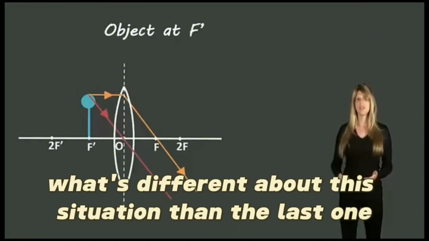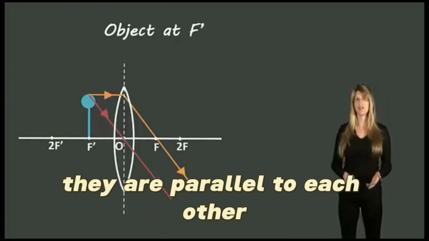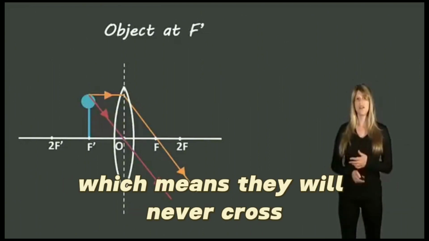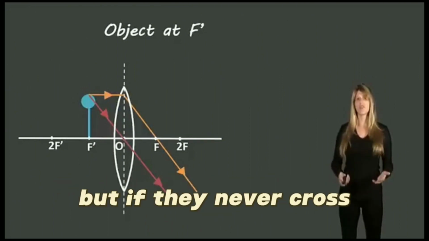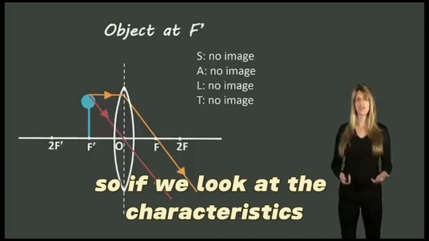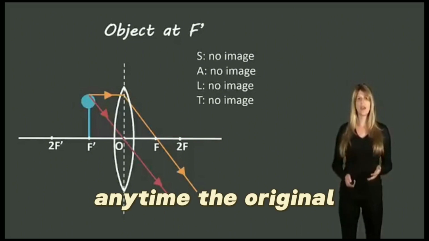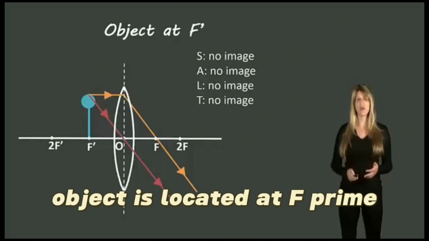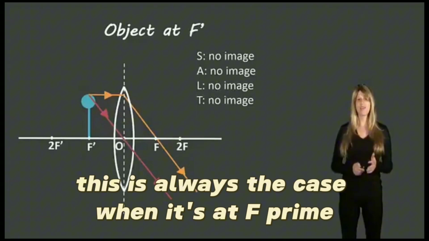What's different about this situation than the last one is that if we look at our refracted rays, they are parallel to each other, which means they will never cross. Now, we know where the top of the balloon will be based on where they cross, but if they never cross, that means there will never be an image. So the characteristics are that there is no image, so we can't describe it. Anytime the original object is located at F prime, there will never be an image. So this is always the case when it's at F prime.